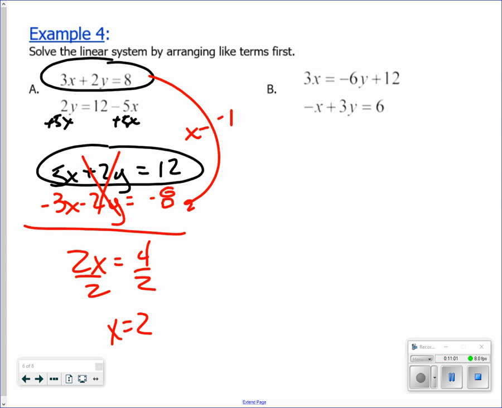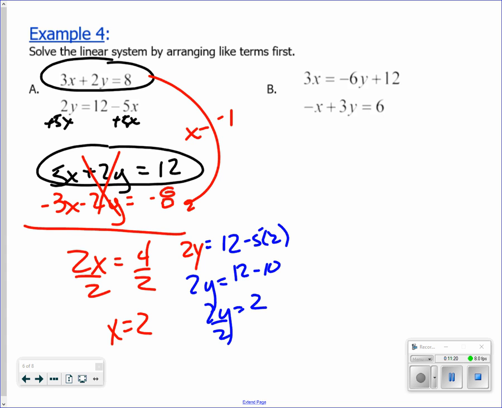Remember, you are not done. You have to go back up into one of the original equations and put 2 in for x. I'm going to do the bottom one. 2y equals 12 minus 5 times 2. Remember, I'm putting 2 in for x. So 2y would equal 12 minus 10. Divide by 2, y would equal 1. So the answer to this question, again writing it as an ordered pair, is the point (2, 1): 2 for x and 1 for y.